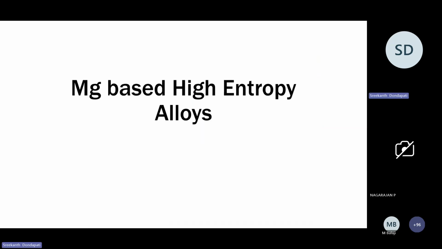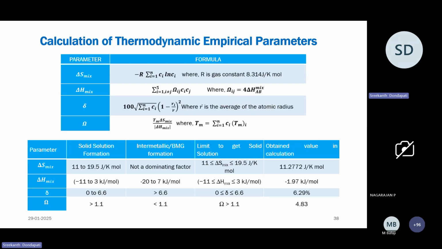And we have also prepared magnesium-based high entropy alloys using the same elements, and we have calculated the basic thermodynamic empirical parameters for the high entropy alloys. So when we calculated this, we understood the delta S mix and delta H mix, these thermodynamic parameters.